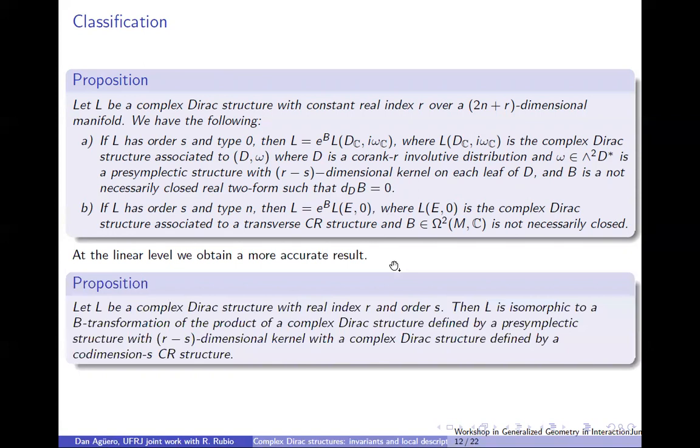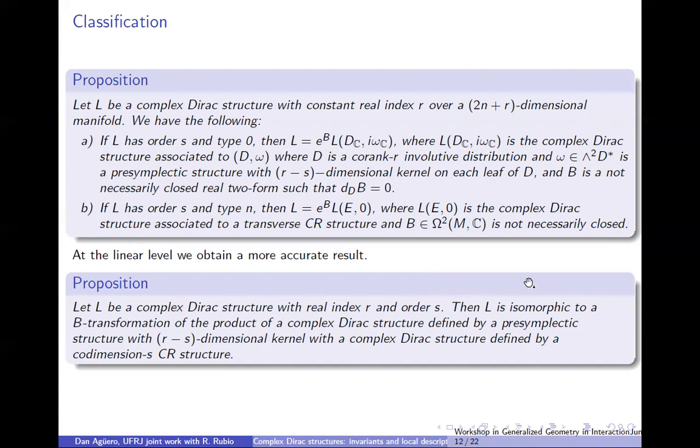But locally, we obtain something more interesting: locally, we have a splitting theorem. That is, when you have a complex Dirac structure with real index R and order S, this is basically isomorphic with a B-transformation of a product of a complex Dirac structure, defined by a presymplectic structure, and a CR structure.